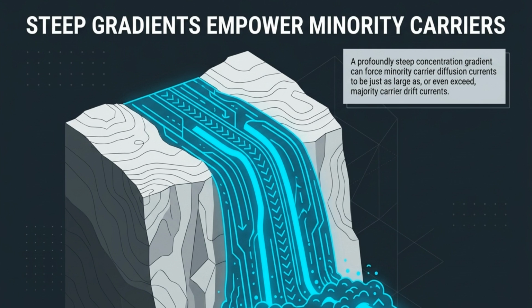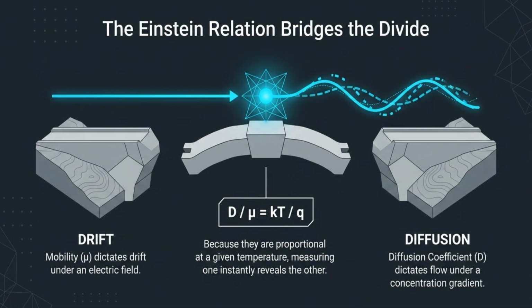majority carrier drift currents. The Einstein relation bridges the divide between drift and diffusion. Since they are proportional at a given temperature, measuring one instantly reveals the other. Mobility dictates drift, while the diffusion coefficient dictates diffusion.